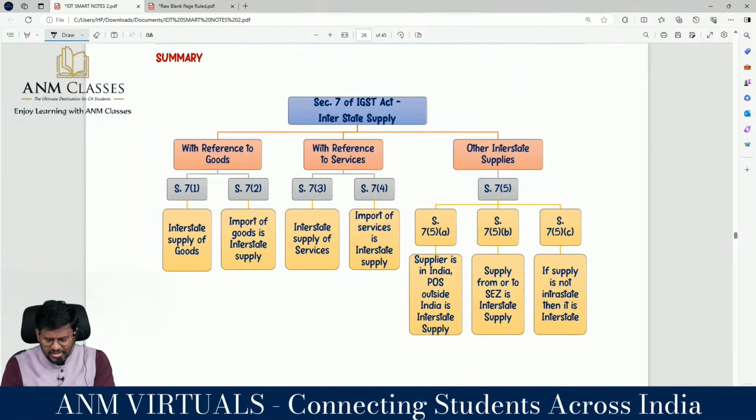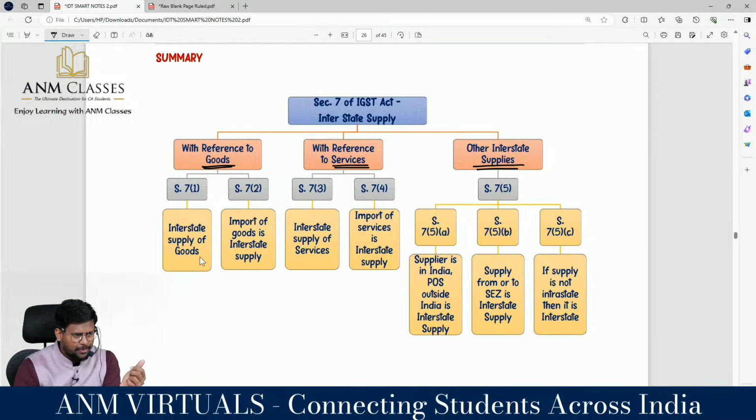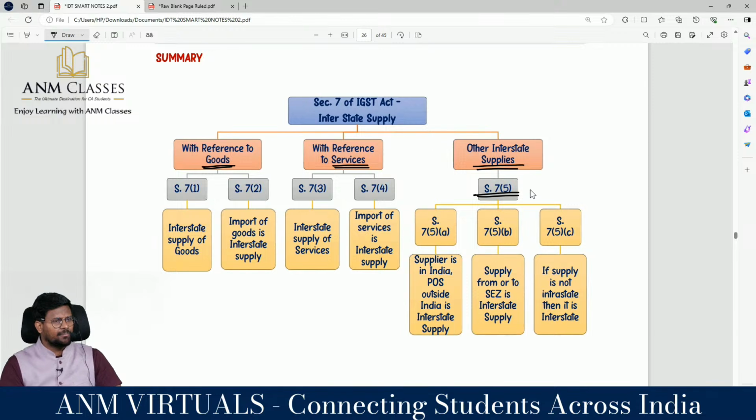Section 7 of the IGST Act is talking about interstate supply, classified into 3 categories, with reference to goods, services and other interstate supply, right? With reference to goods, 2 sections are talking: 7.1 of the IGST Act and 7.2. What is 7.1? Interstate supply of goods. What is 7.2? Import of goods. 7.3 is interstate supply of services, 7.4 is import of services, and section 7.5 is classified into 3 categories: 7 subsection 5 clause A, clause B, clause C.